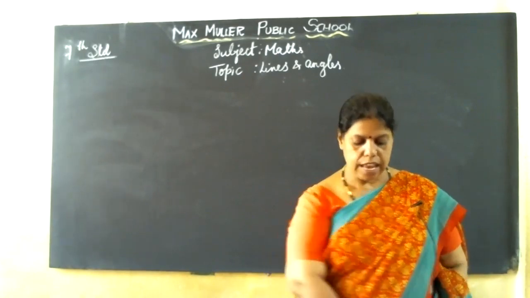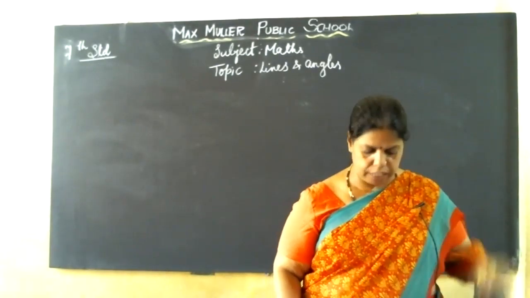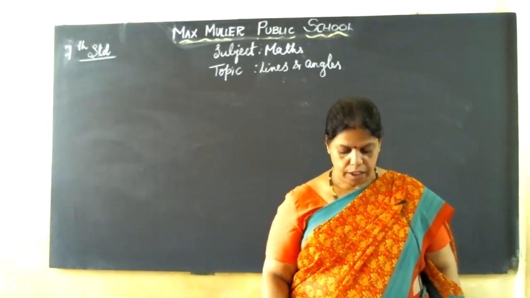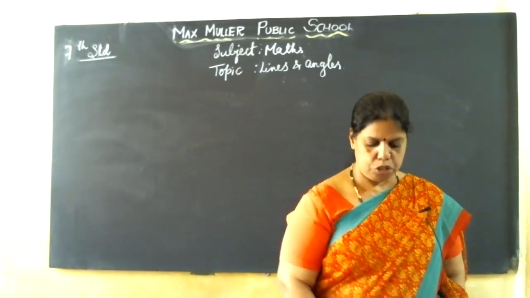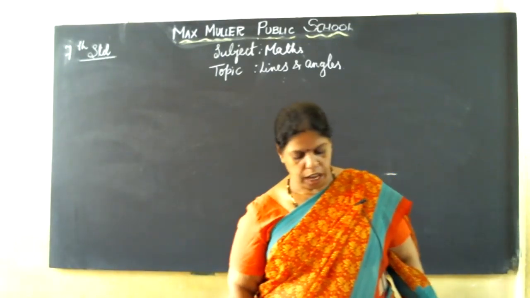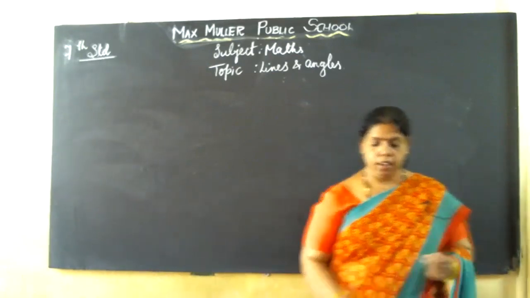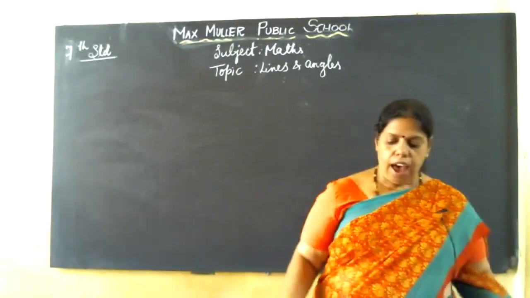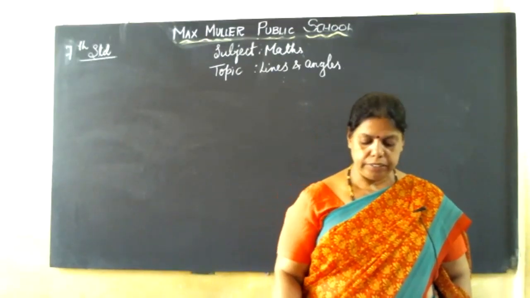See, in the last class, I have done you the first 5.1 exercises. I have completed already three questions. Now, I am going to the other. In your textbook, it is 8th. Find the value of the angles X, Y, and Z in each of the following.